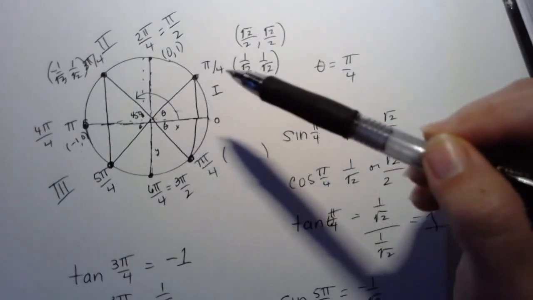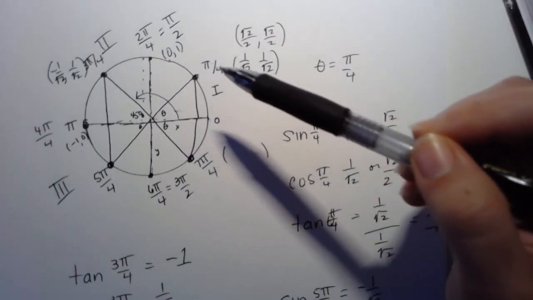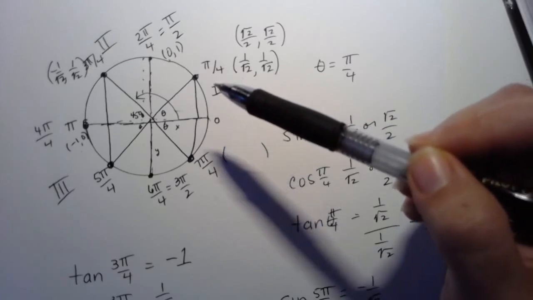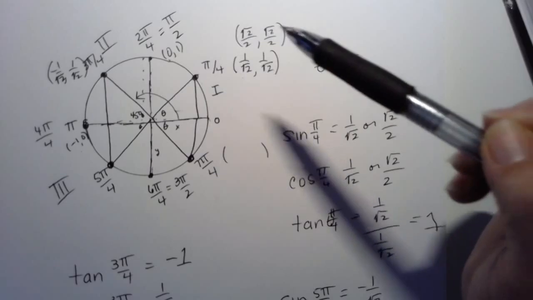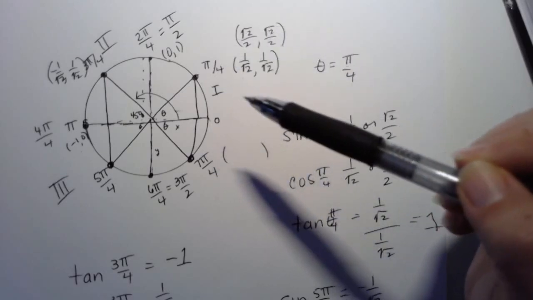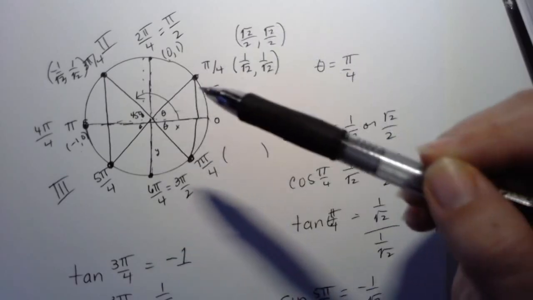So anything that simplifies and it has pi and 4 in the denominator, whatever it is, 11 pi over 4, is always going to be these coordinates, right? It's just about where it is then.